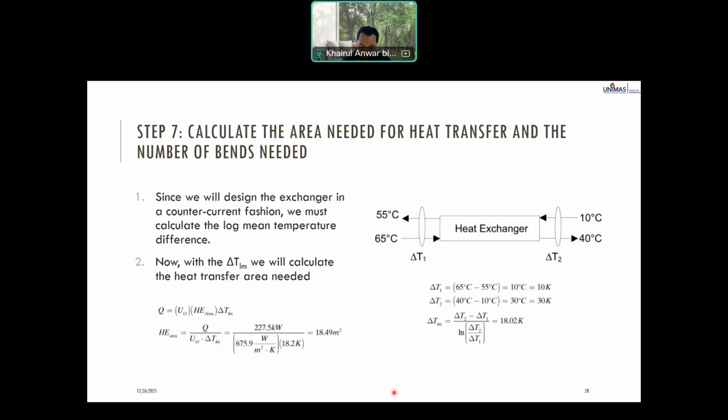Step 7, calculate the area needed for heat transfer and the number of bends needed. Since we will design the exchanger in a counter current fashion, we must calculate the log mean temperature difference. So delta 1 refers to 65 minus 55. Delta 2 is 40 minus 10.